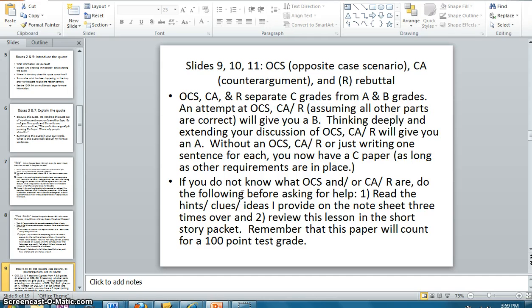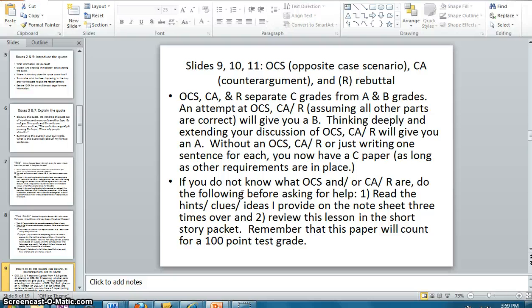Slide 9, 10, 11, ops case scenario. You need to look at my outline and my quote sheet to understand this, but let me tell you that if you don't have ops case scenario, counter argument, rebuttal elaborated, you're not at an A category. If you attempt it, you're at a B. If it's just one sentence or nothing at all, you're probably at a C. You need to think on a higher level.